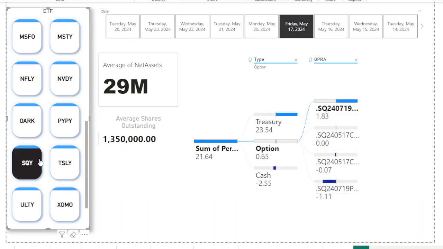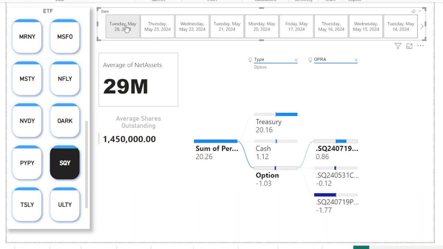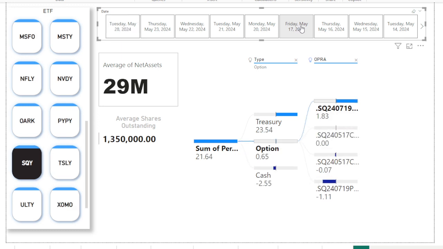And then SQUY, so 29 million, average net assets per share of $21.64. The cash went from a credit of $2.55. So let's see what we have here. Unfortunately, the amount of credit went down almost half, down to $1.03. So still around 29 million. The share price went down slightly.